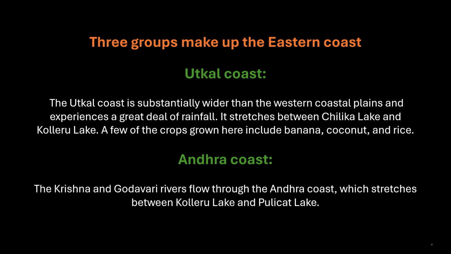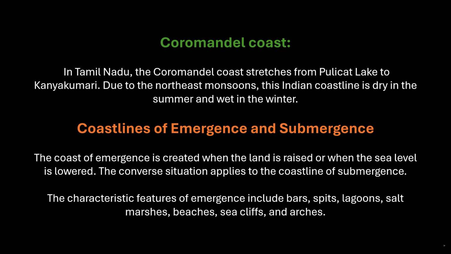Utkal Coast. The Utkal Coast is substantially wider than the western coastal plains and experiences a great deal of rainfall. It stretches between Chalika Lake and Kalaru Lake. A few of the crops grown here include banana, coconut, and rice. Andhra Coast. The Krishna and Godavari rivers flow through the Andhra coast, which stretches between Kalaru Lake and Pulicat Lake. Coromandel Coast. In Tamil Nadu, the Coromandel coast stretches from Pulicat Lake to Kanyakumari. Due to the northeast monsoons, this Indian coastline is dry in the summer and wet in the winter.